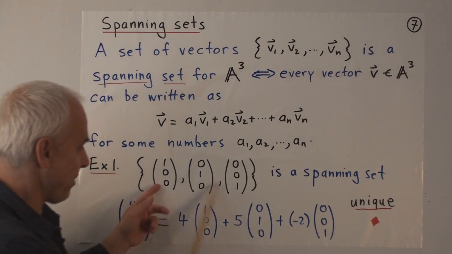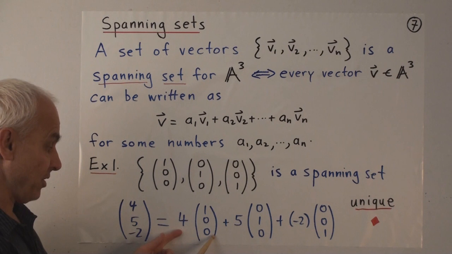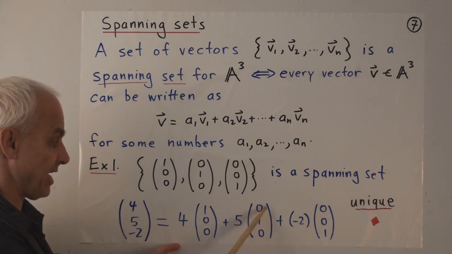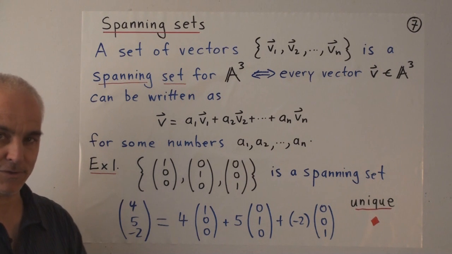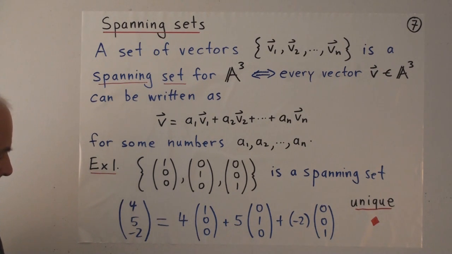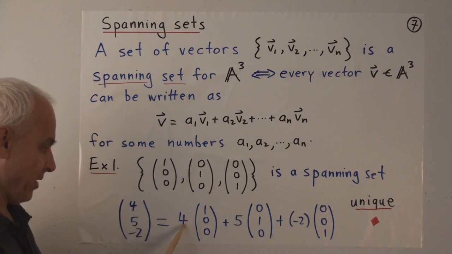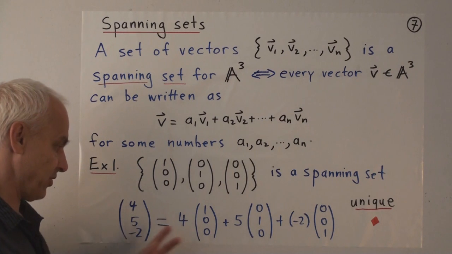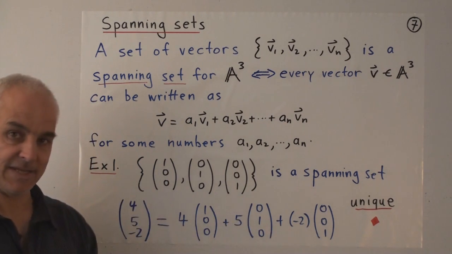How are you going to write that as a linear combination of these 3? You're just going to take 4 times the first basis vector plus 5 times the second basis vector plus minus 2 times the third basis vector. It's pretty obvious that doesn't work just for this vector. It works for any vector here. It doesn't matter what 3 entries they were. We can always write any vector as a linear combination of those 3 vectors. So this is a spanning set.